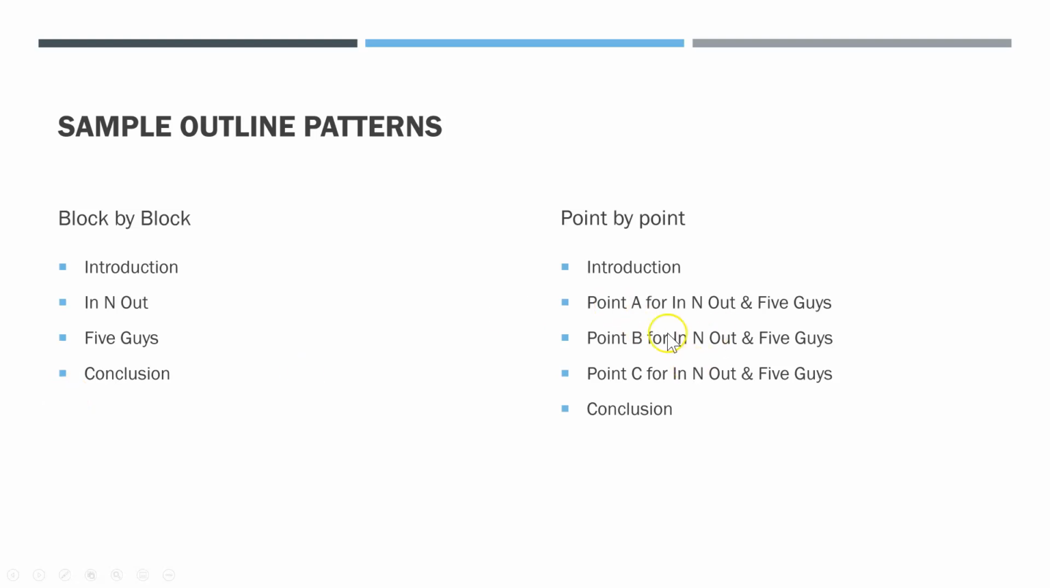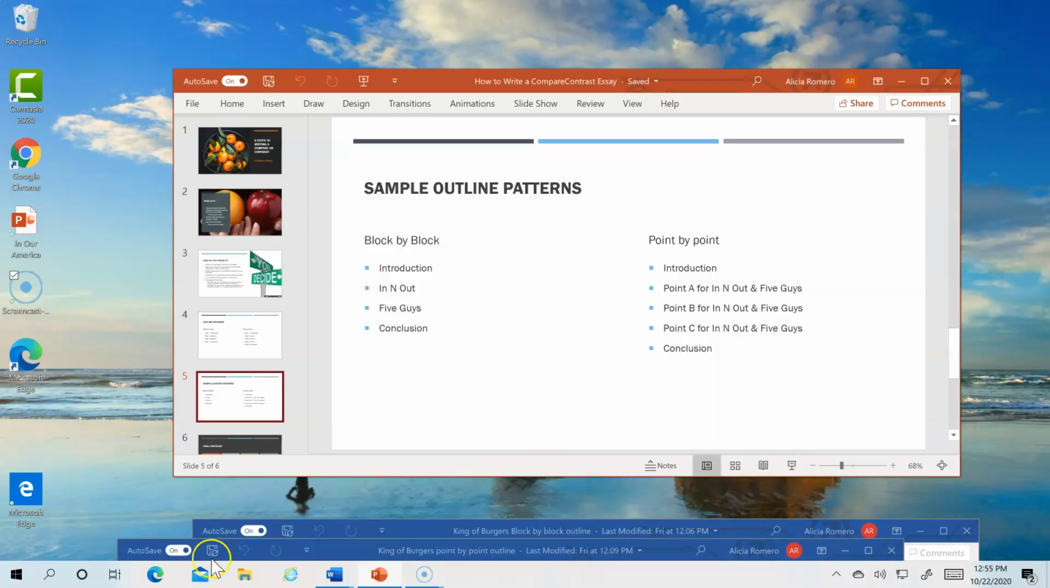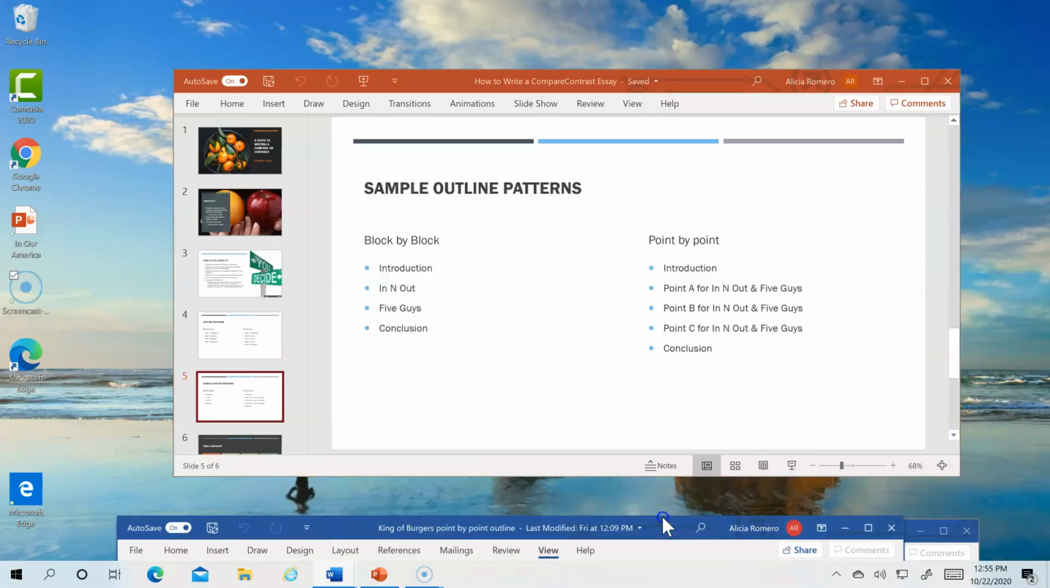If we do the point by point, you have your introduction. And in the next paragraph, you talk all about point A for both In-N-Out and Five Guys. In other words, the first point of similarity or difference. The next paragraph is the second point of similarity or difference for both subjects. The third one is the third point of support for In-N-Out and for Five Guys. And then finally, you have your conclusion.